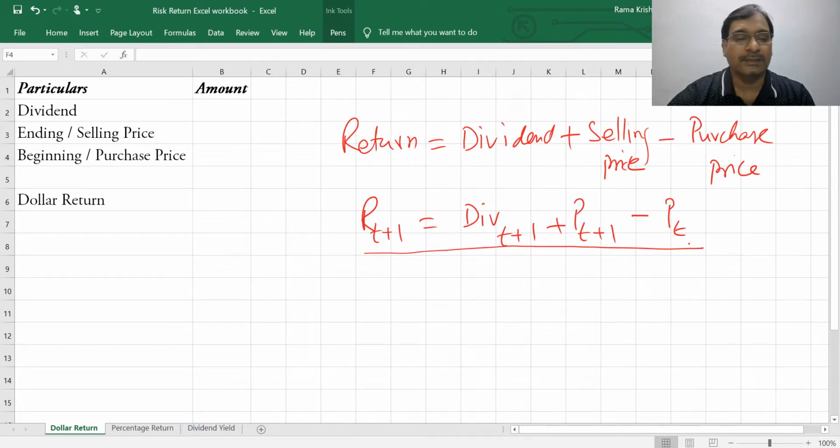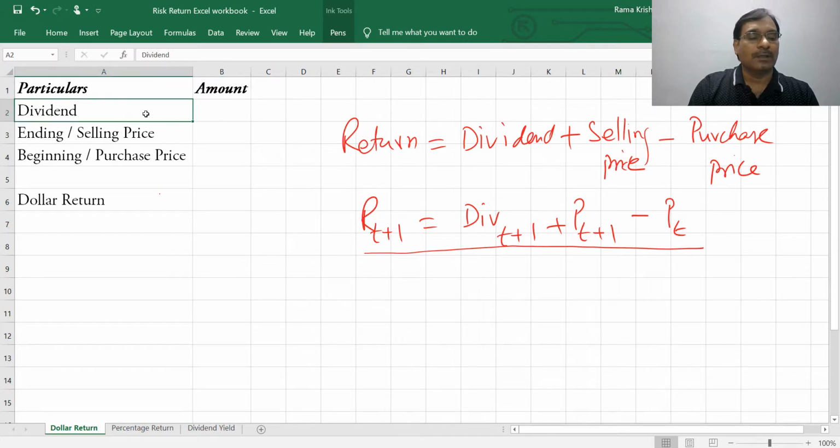Now in Excel, what you need to do is first name one cell as particulars and name another cell as amount. So in the particulars column, name one cell as dividend, that is the dividend amount that you received. Then name the second cell as ending price or selling price, and the third cell as beginning price or purchase price. Then finally name one cell as dollar return.